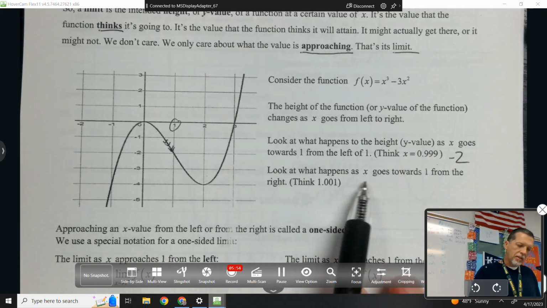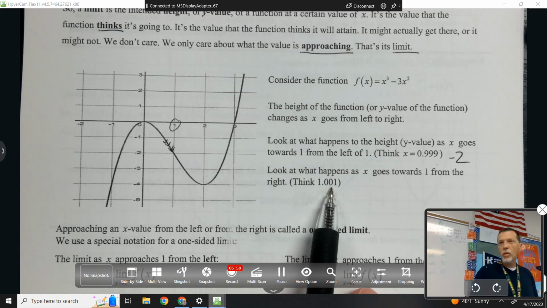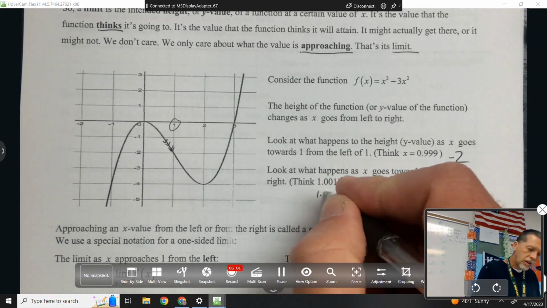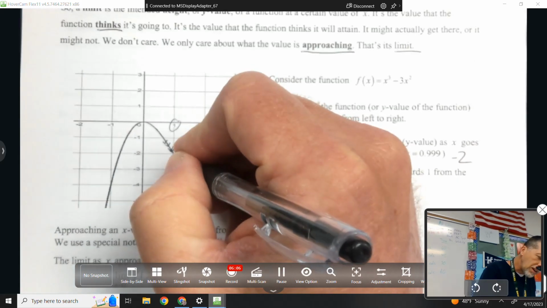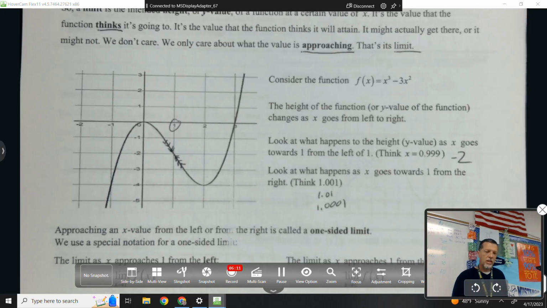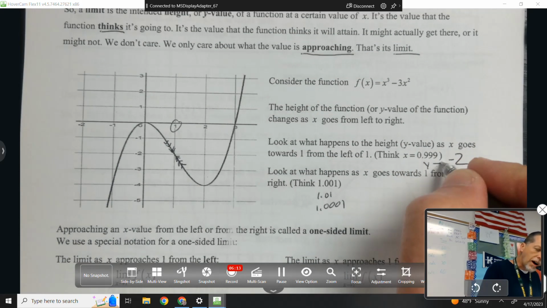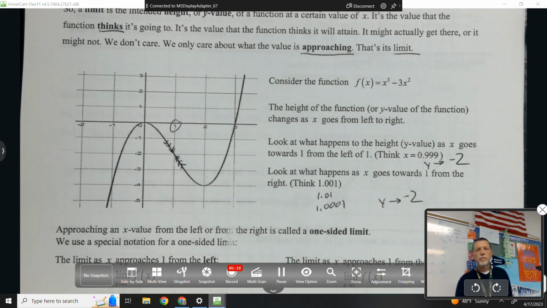Look at what happens as x goes towards 1 from the right. 1.001. So a little bit more than 1. Or 1.01 or 1.0001. Like we're sneaking up on x equals 1, but coming from the other direction. It sure looks like y is headed toward -2. Again, it's a little bit weird because it gets there. So it's like, why are we talking about limits? Why can't we just say the function is -2 there? It's like, well, it doesn't always get there is the problem.